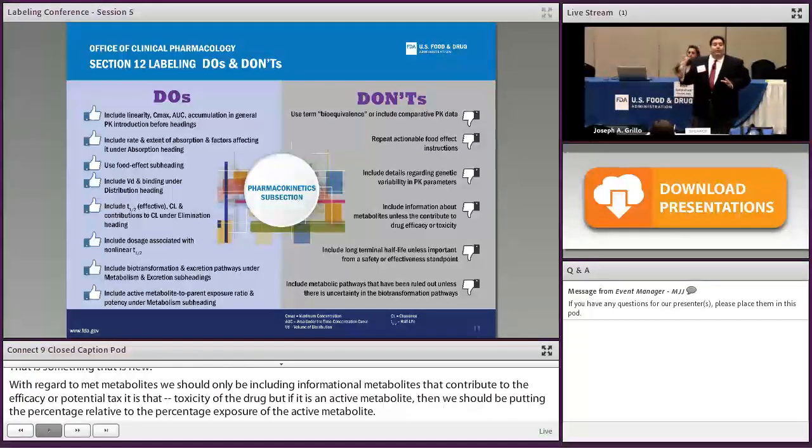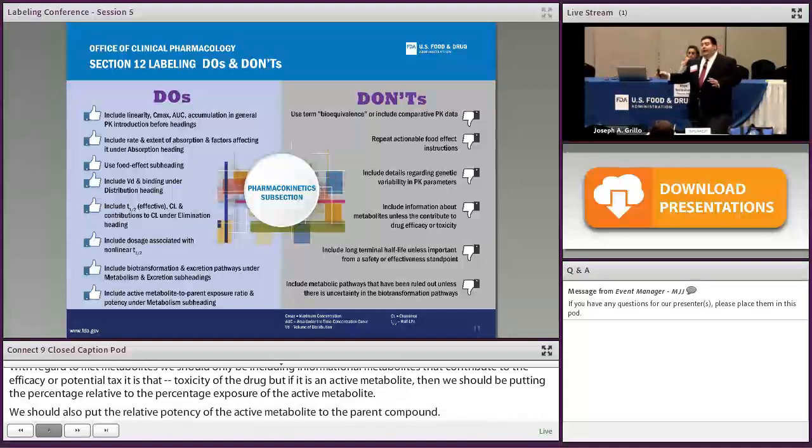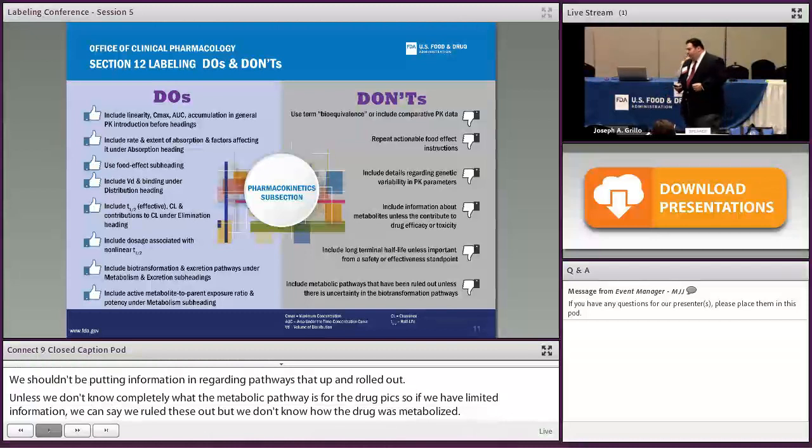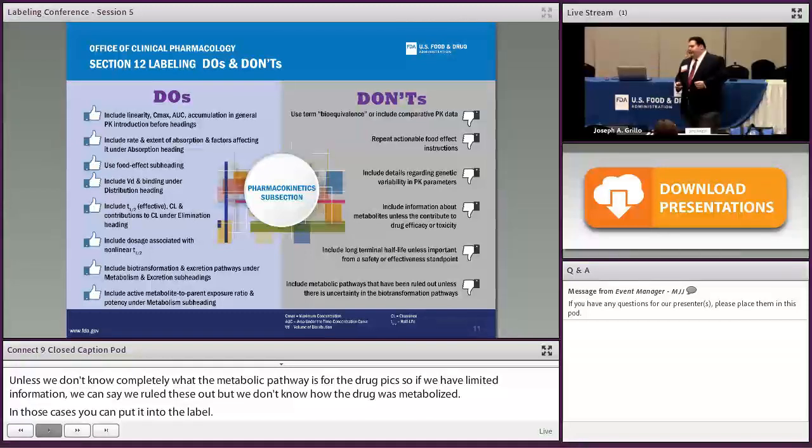We shouldn't be putting information in regarding pathways that have been ruled out unless we don't know completely what the metabolic pathway is for the drug. So if we have very limited information, then we could say, well, we ruled these out, we still don't know how the drug is metabolized. So in those cases, you could put it into the label, but in general, we don't put pathways that have been ruled out in the label.